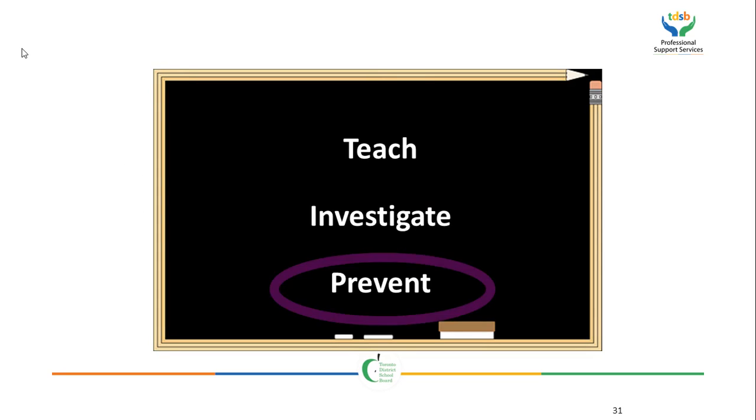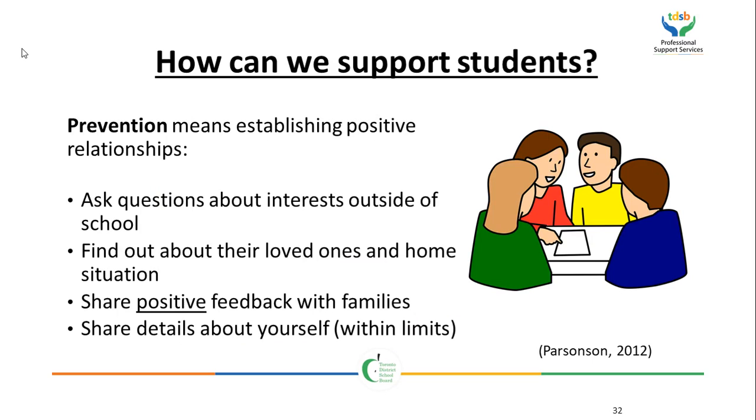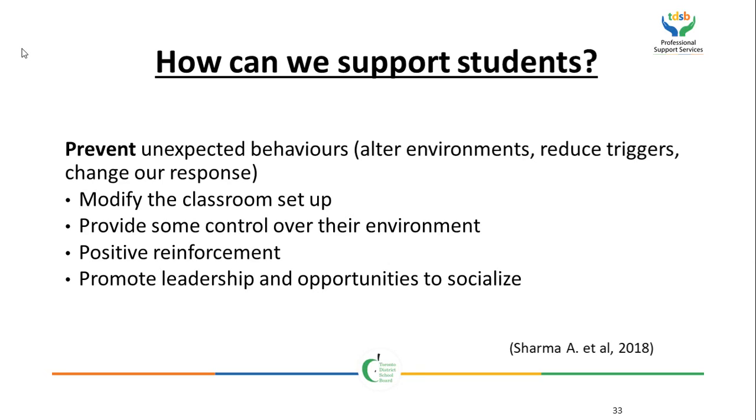Finally, let's look at ways to prevent unexpected behaviors. As caring adults, we can firstly work on developing our positive relationships with students. This can be as easy as greeting them by name when you see them, or asking questions about their interests and not just about what they're doing at school. We can prevent unexpected behaviors by altering the setting events, reducing triggers, and changing how we respond to the behaviors.